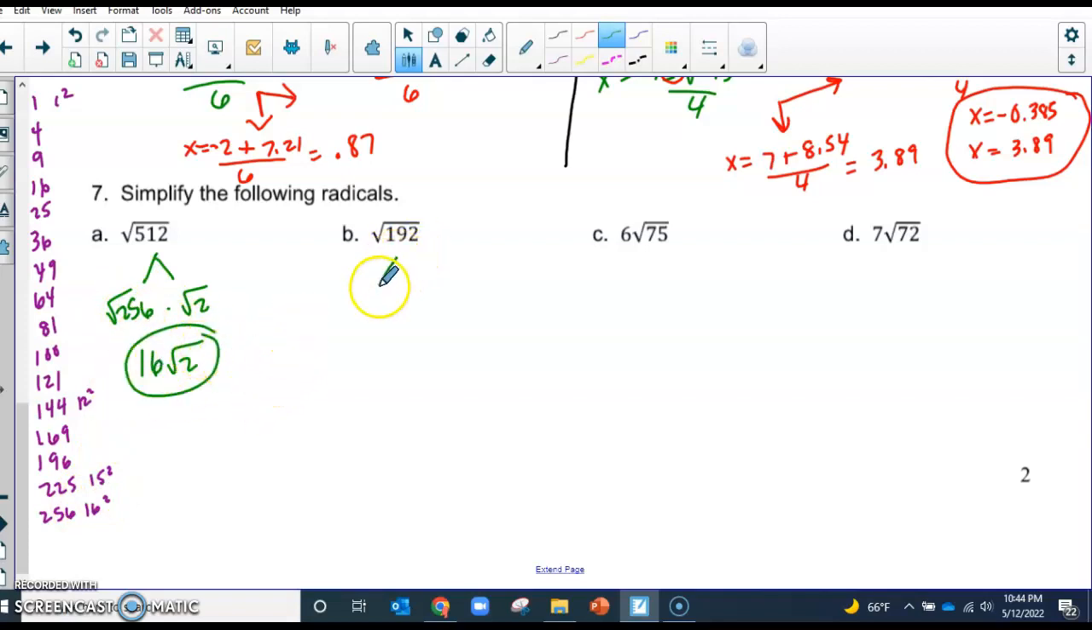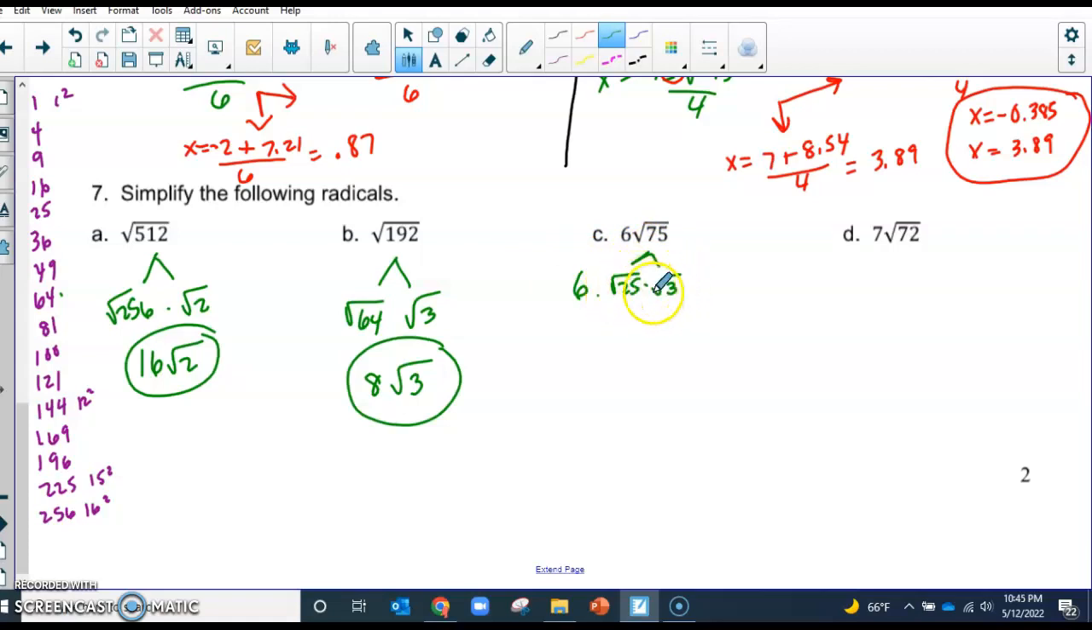For b, I'm going to take 192 and I'm going to divide it by 3. 192 divided by 3 is 64. 64 is a perfect square, so I've got 8 root 3 when I reduce that. For c and d, I've got a number in the front that's multiplying. So I've got 6 times, and then I'm breaking this down. This is going to be the square root of 25 times the square root of 3. The square root of 25 reduces to 5. The square root of 3 does not reduce. I need to simplify this, so I've got 30 root 3 as my final answer.